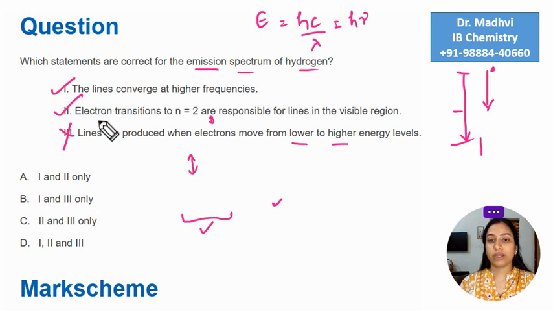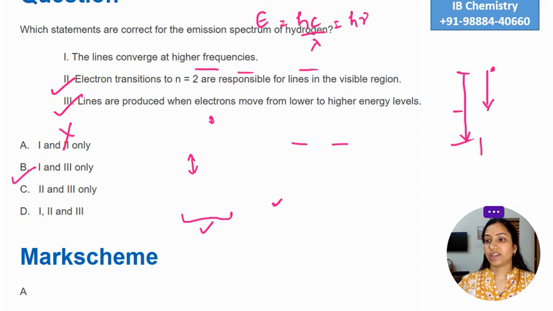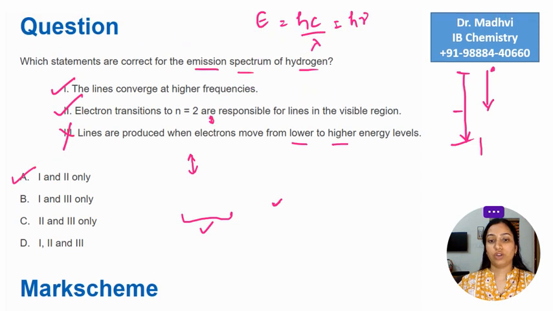So that's why 1 and 2 statements are right. So the answer is A option. You can check the mark scheme also. Mark scheme also shows that A option is right.